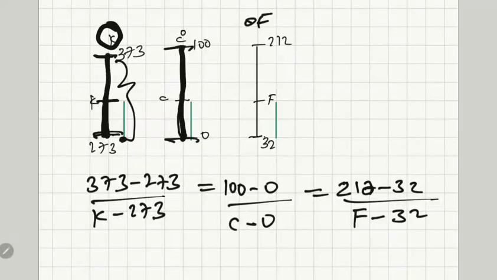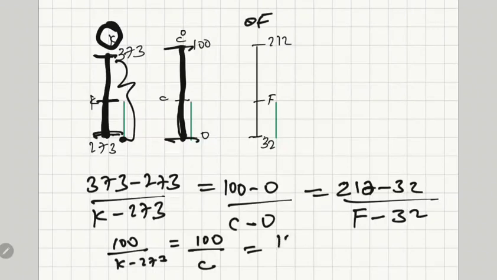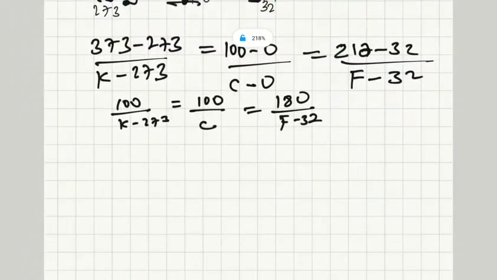Now, 373 minus 273 is 100. So K over K minus 273 is equal to 100 over C. These are equal. And this is the same as, again, 212 minus 32 is 180, the number of divisions, over F minus 32, the number of divisions between the required temperature and the lower fixed point. Okay, now let's see one by one to derive the mathematical relationship between these two first.